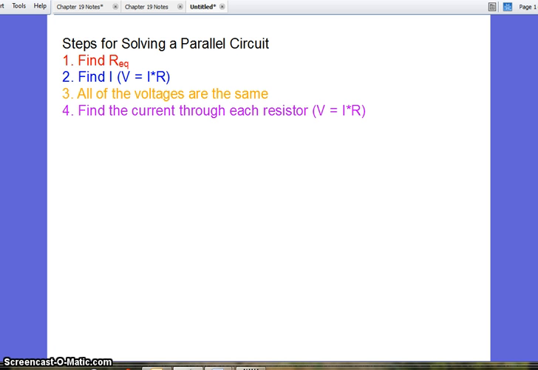Then find the current supplied by the battery using Ohm's law, V equals I times R. Then find the voltages for each resistor. They're the same as the voltage of the battery. And then also, the final step, find the current for each resistor, again using Ohm's law, V equals I times R.